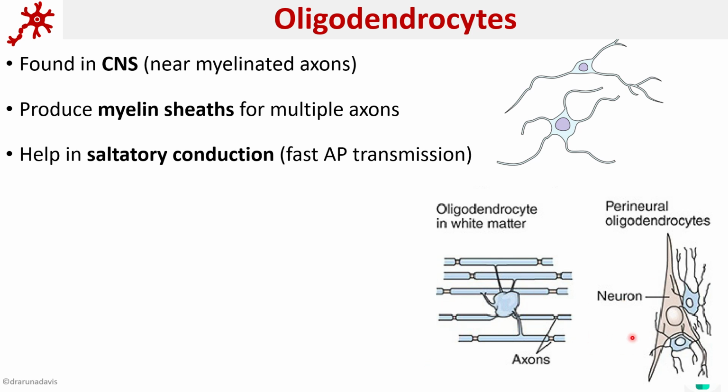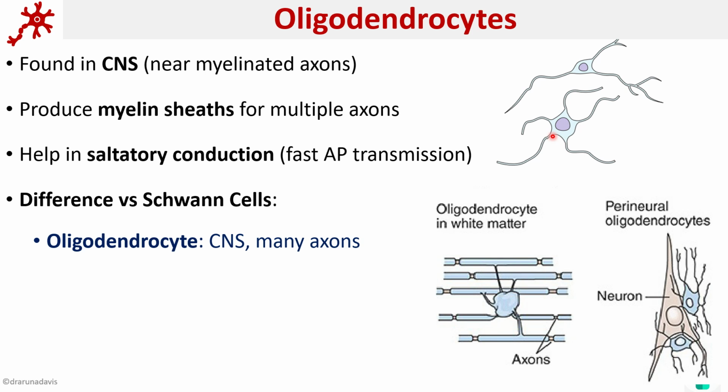And we know that in the peripheral nervous system, it is actually the Schwann cells that help in production of myelin sheath. So what's the difference between this and the Schwann cells? The first difference is that oligodendrocytes are present in the CNS and can myelinate multiple axons at a time. See, like this. But Schwann cells are present in the peripheral nervous system and can only myelinate one axon segment at a time. That is a major difference between oligodendrocytes and Schwann cells.